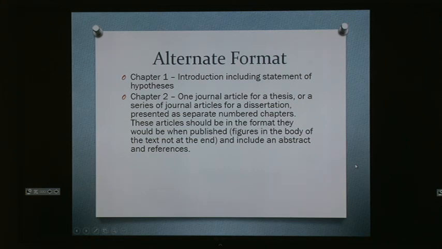These articles should be in the format that they would be when published. So if you're submitting to a journal, sometimes all the figures are at the end. You need to go ahead and put them in the body of the journal article. It needs to have your abstract, your authors, just in the same exact flow it would be if it were submitted to a journal. So we wanted a standalone article.